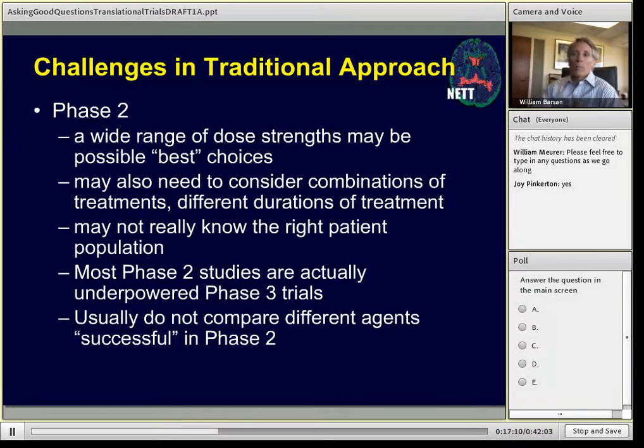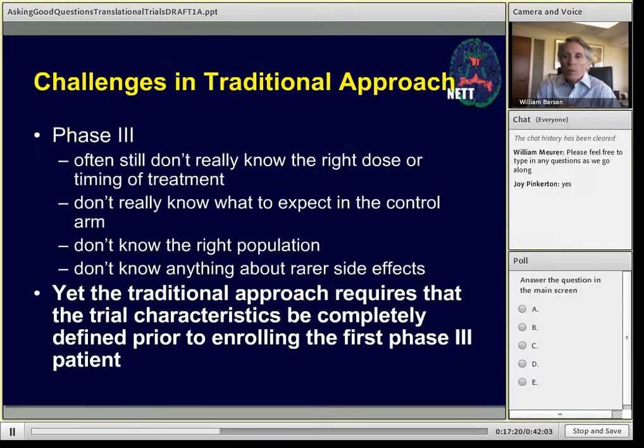And we usually don't compare different agents successful in phase 2. So you might have 3 drugs, drug A, B, and C, that have all gone through phase 2 trial testing. Of course, all different, right? Different inclusions, different exclusions. And they all seem reasonably safe and maybe have some reason to think they might be efficacious. Which one do you use for a phase 3 trial? Because you have no way of comparing them to each other. They've all been tested differently. And so trying to know which ones you move forward into phase 3 is really impossible.